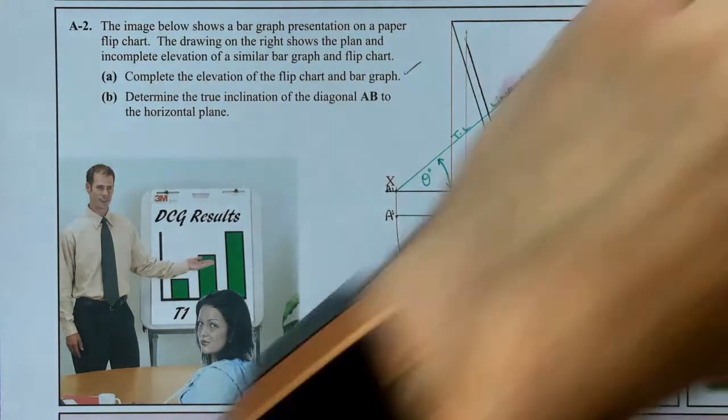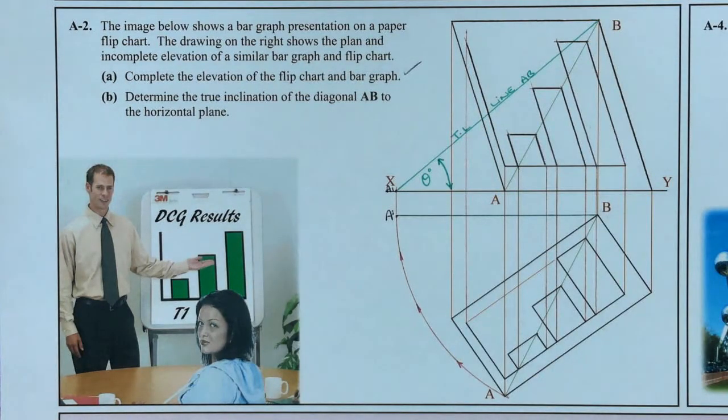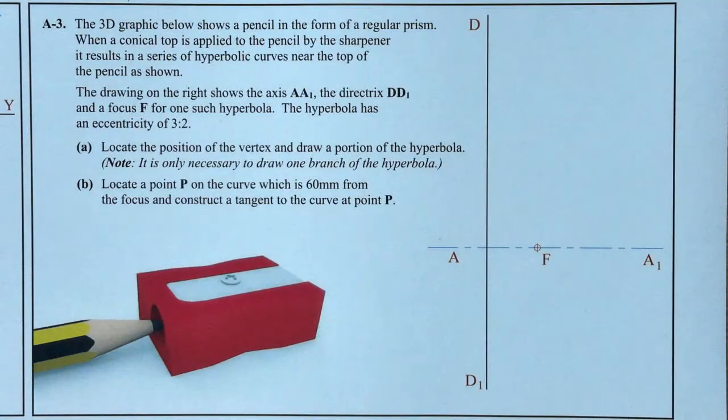Now what we're going to do is move on to A3 at the top right of the page. Right, folks, so for this question, it says, question A3, the 3D graphic below shows a pencil in the form of a regular prism. When a conical top is applied to the pencil by the sharpener, it results in a series of hyperbolic curves near the top of the pencil as shown.